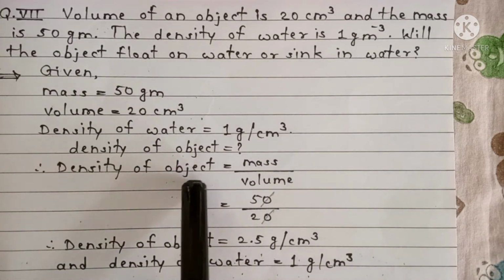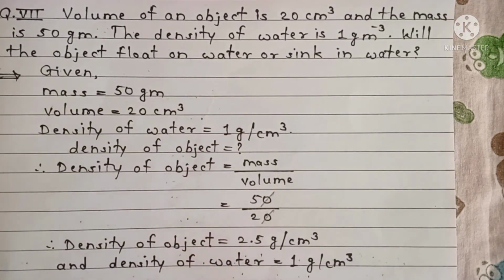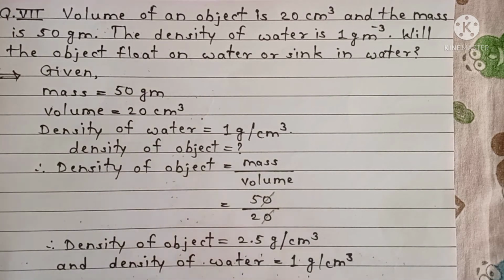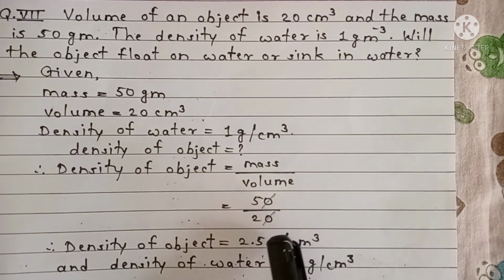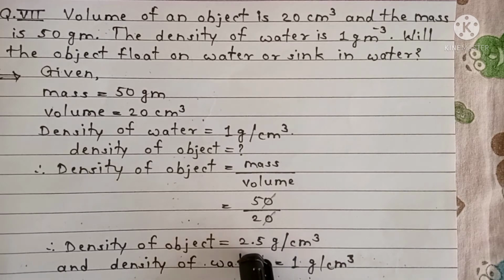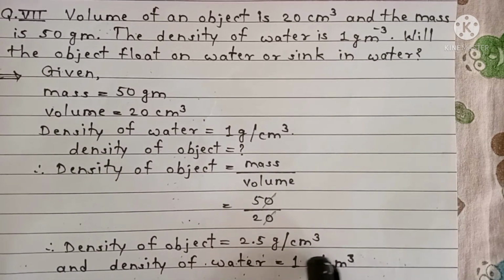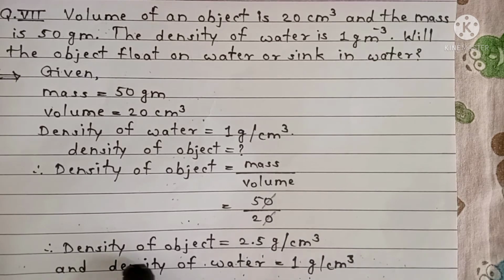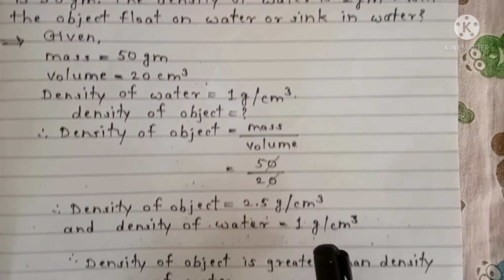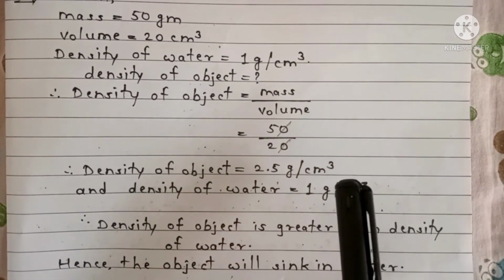So therefore the density of the object is equal to mass upon volume. So here mass will be 50 and volume is 20. So we can put these values here. The 0 in the numerator and the 0 in the denominator will get cancelled. So it will be 5 upon 2, and 5 upon 2, its answer will be 2.5 gram per centimeter cube. Therefore the density of the object we got here is 2.5 gram per centimeter cube.